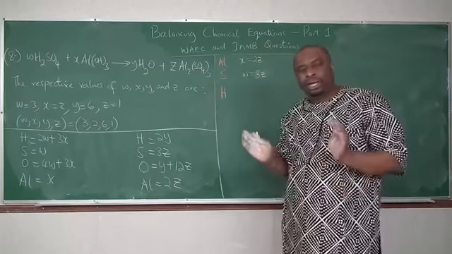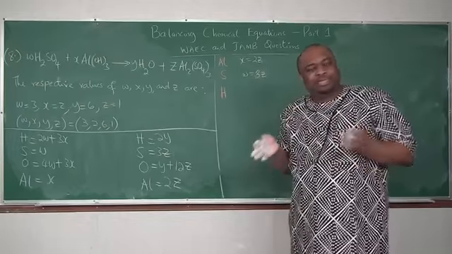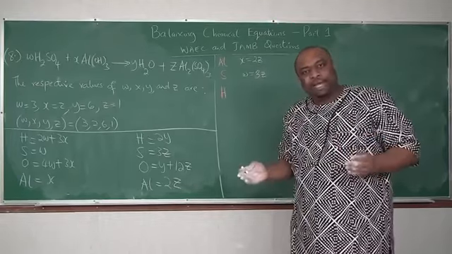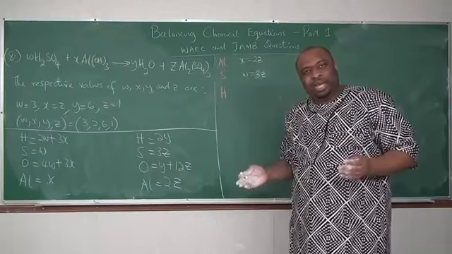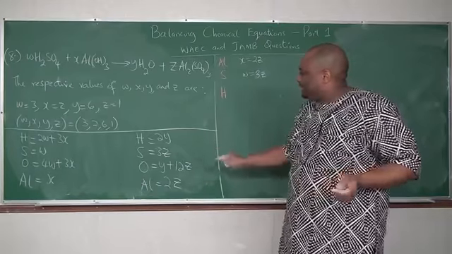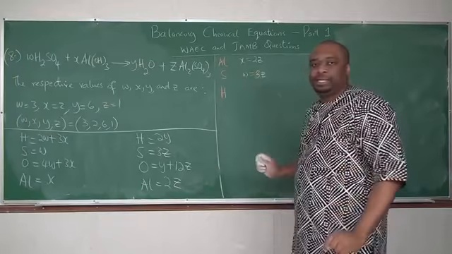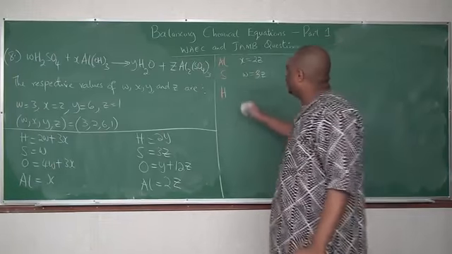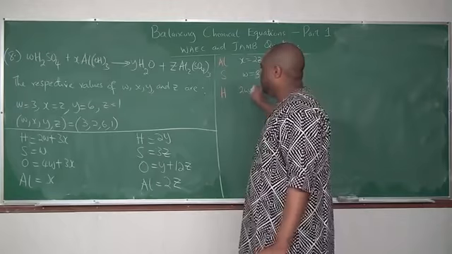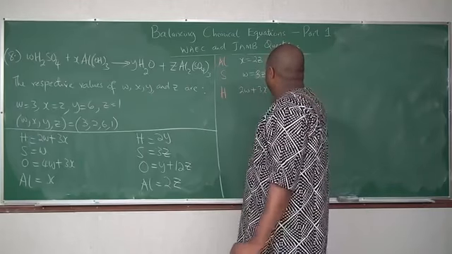Because this question might be from JAMB, and you are a tester working against time, you want to make things that you can do easily. Just put it in terms of Z. So from hydrogen, we see here that 2W plus 3X is 2Y.